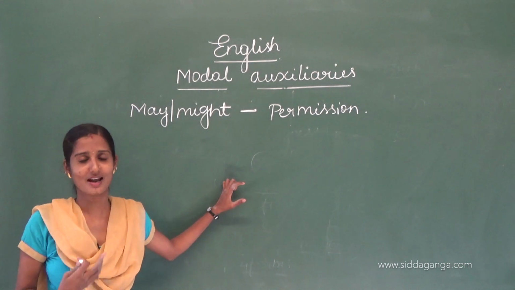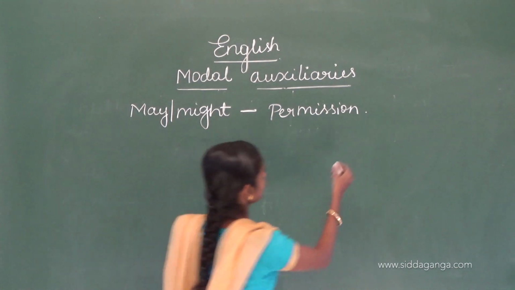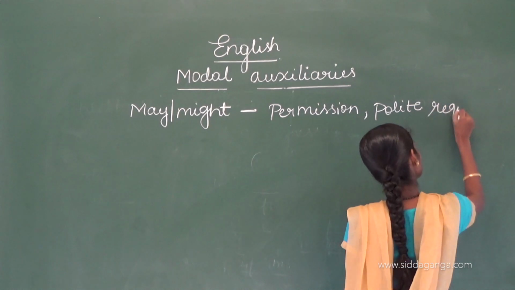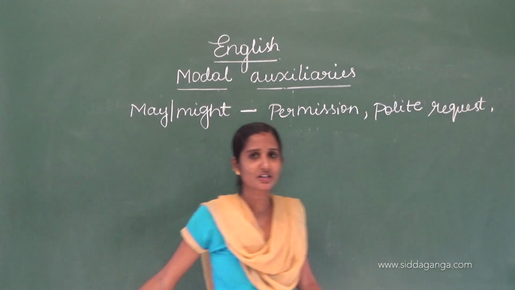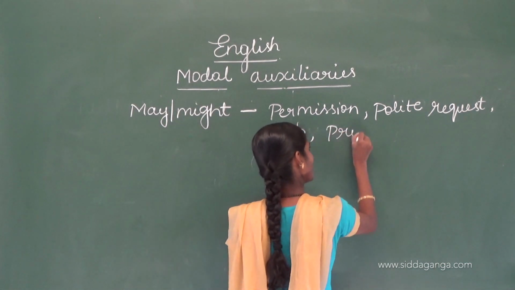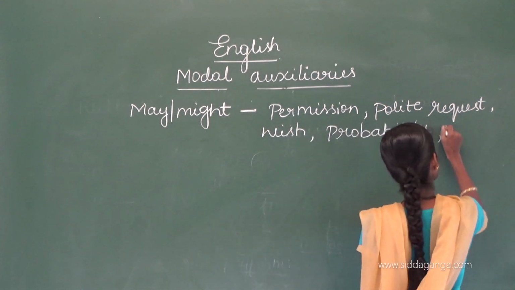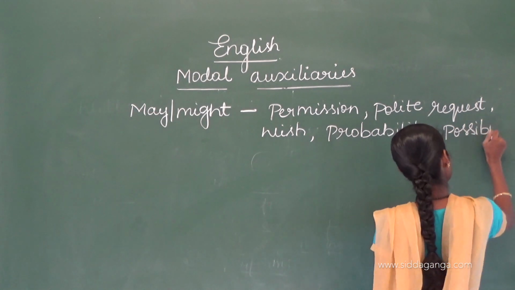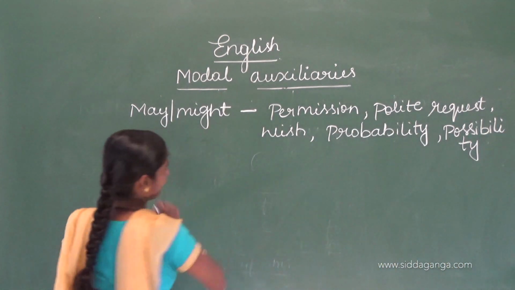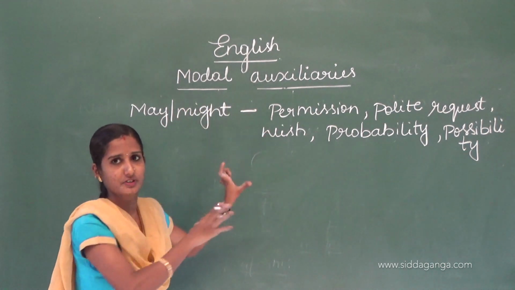May I come in, what does it ask? It asks the permission, right? Or it is a polite request. It can make a polite request, right? Or it can wish. It can say about the probability or possibility in the future. It may happen. Hagbahudu. Possibility or probability. Sadhyate. Sadhyategalana helutte, right? So here what you can observe is that may and might, these two verbs can play the role of these things.